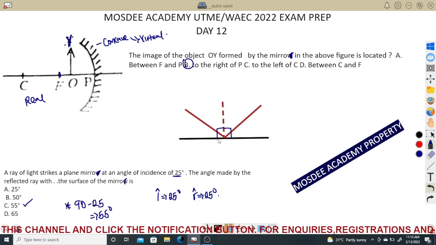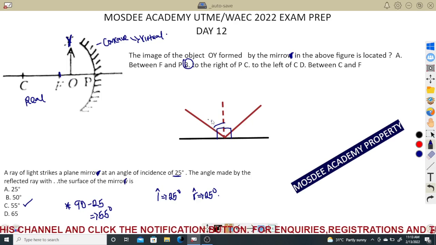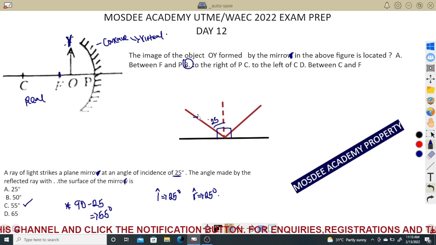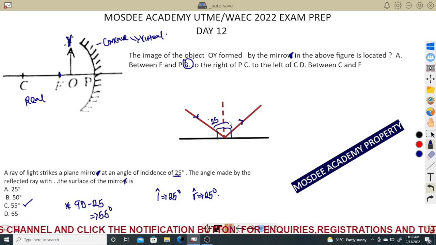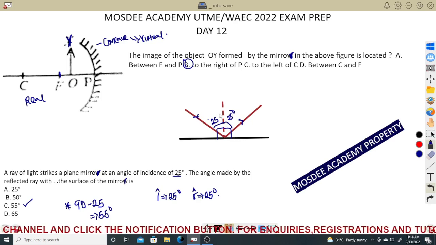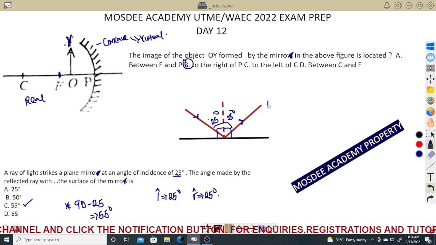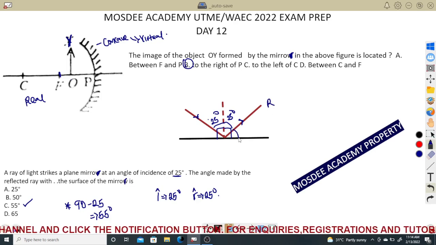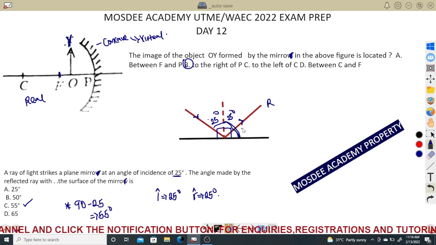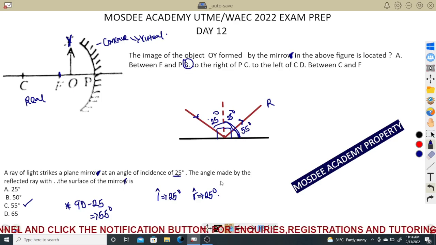So if the angle of incidence was 25, as the incident ray strikes, it should be reflected back. The reflection is also 25. So the question is, they are in degrees. The angle made by the reflected ray, this is the reflected ray R, and this one. We know the angle from here to here is 90. So 90 minus 25 is going to give us 55 degrees. That is why I said the question is quite straightforward.